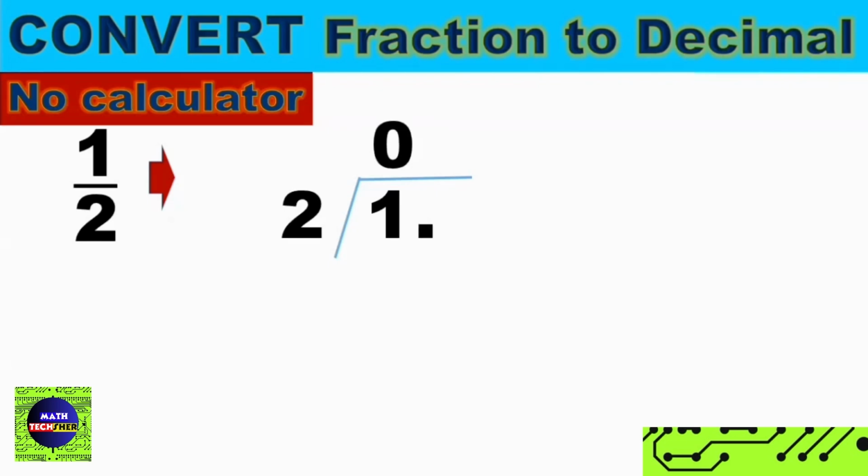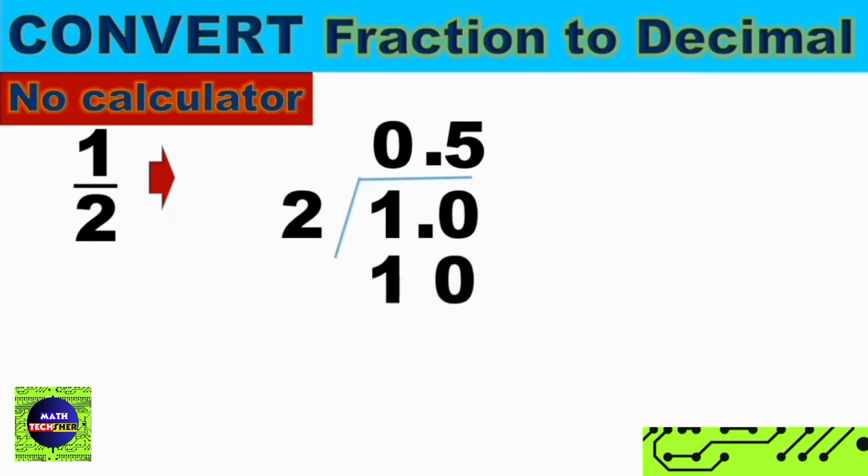Okay, then maglalagay tayo ng point after 1 and then doon din sa taas. Dapat nakatapat yung point sa may dividend at saka sa quotient. And then we add 0 sa dividend and 10 divided by 2 equals 5.